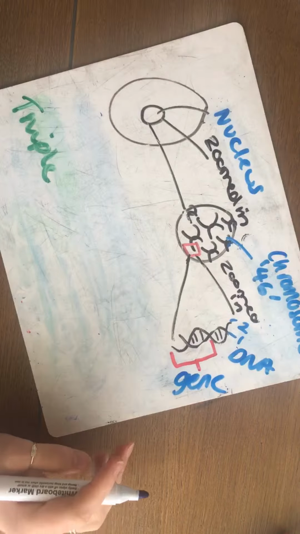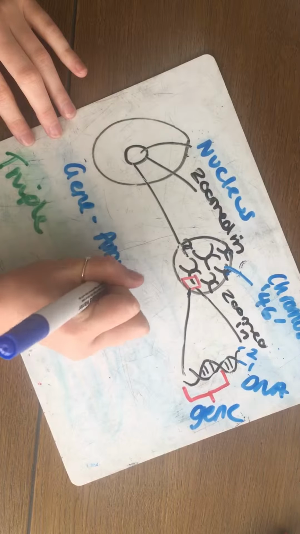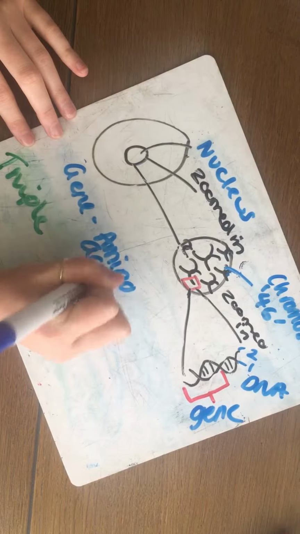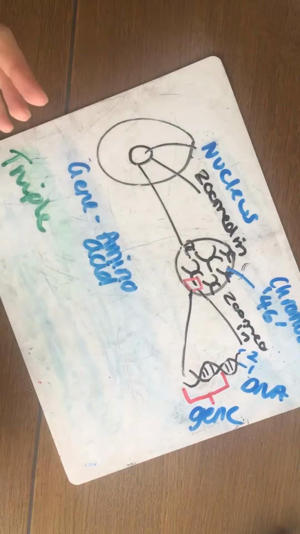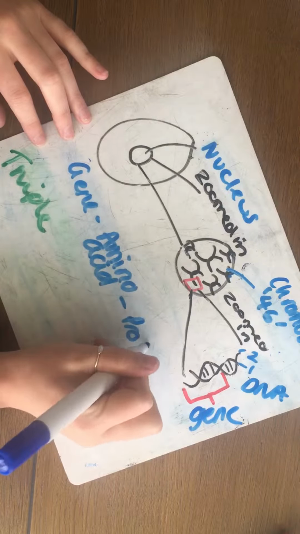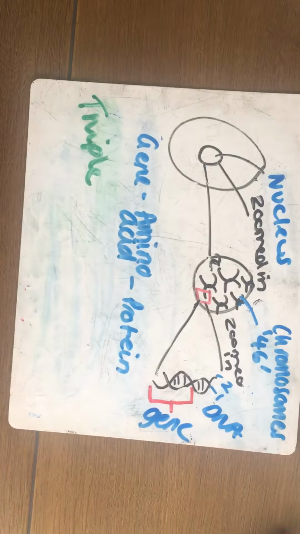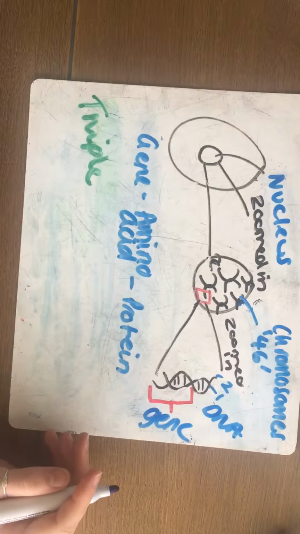Genes themselves will code for an amino acid. Several of these amino acids, we have 20 in total, but several of them will work together to make a protein. This protein will go on to decide or determine your characteristics.